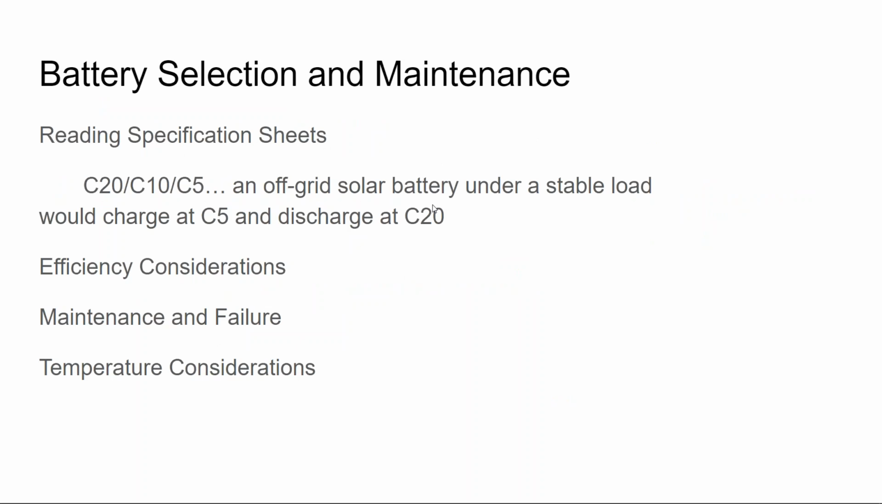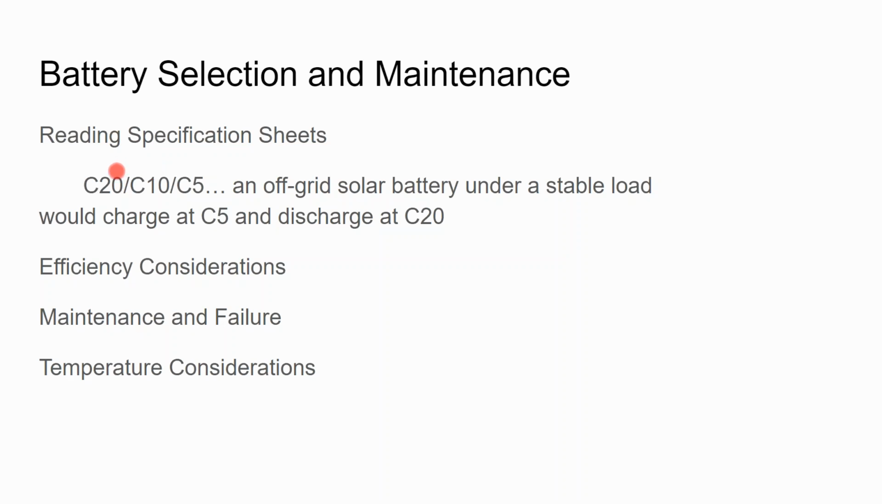Okay. So battery selection. Let's start out with some spec sheets. One of the more confusing aspects of batteries are these C20, C10, C5 ratings. A lot of forklift batteries are used in 5-hour cycles, so they'll be given a C5 rating. And then a lot of other lead acid batteries that are not used in forklifts, you'll get something a little bit longer, like a C10 or C20.